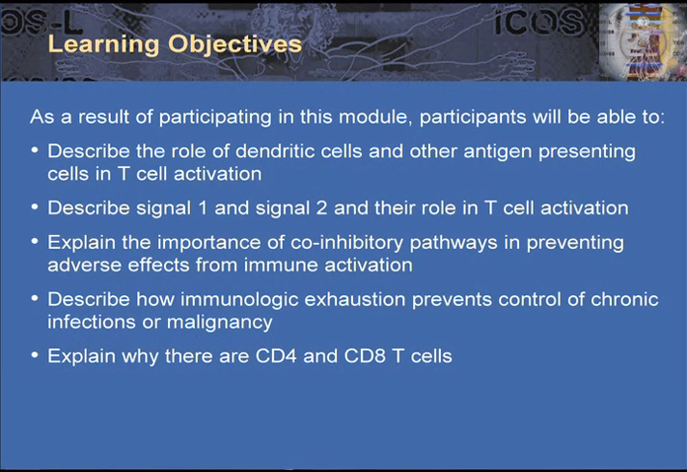The learning objectives for this particular section will be to describe the role of T cells and other antigen-presenting cells in T-cell activation, and to identify and define signal 1 and signal 2 in terms of T-cell activation, explain the importance of co-inhibitory pathways for preventing adverse effects from immunological activation, to describe immunological exhaustion and how this may prevent control of chronic infections and malignancy, and as a sidelight to explain why we actually have CD4 and CD8 T cells.